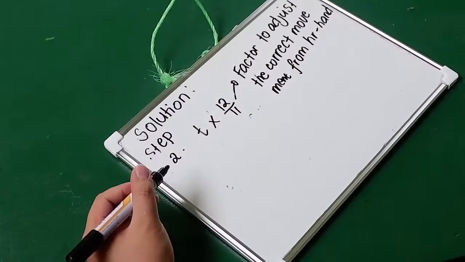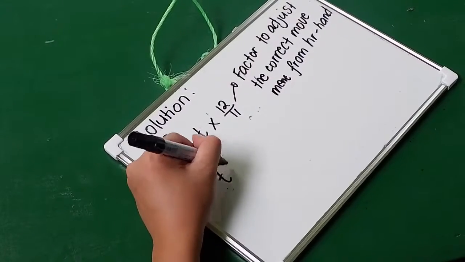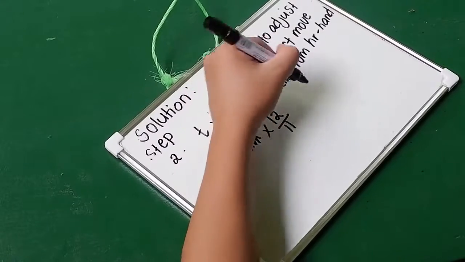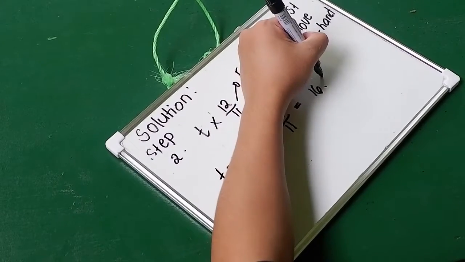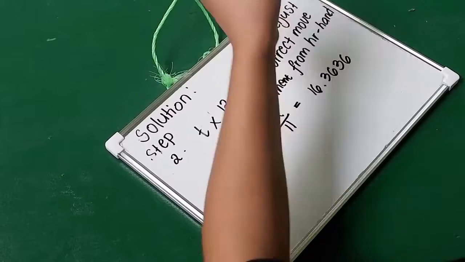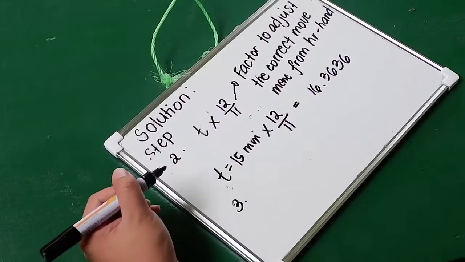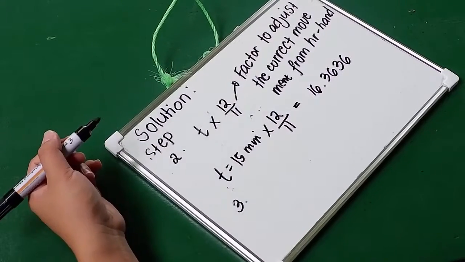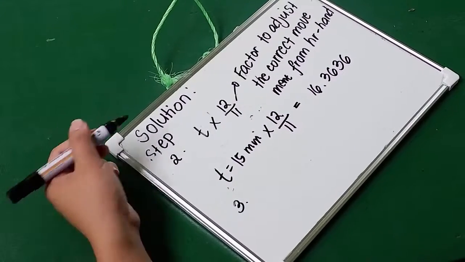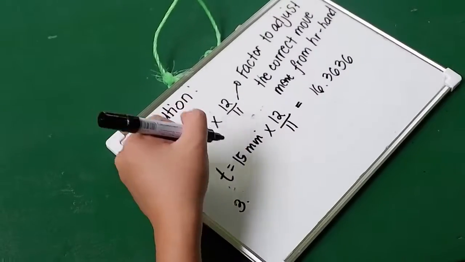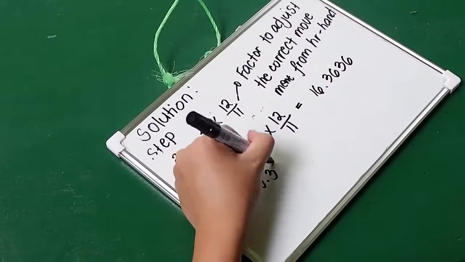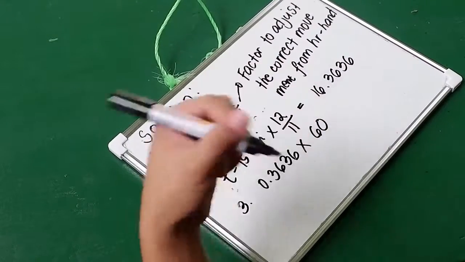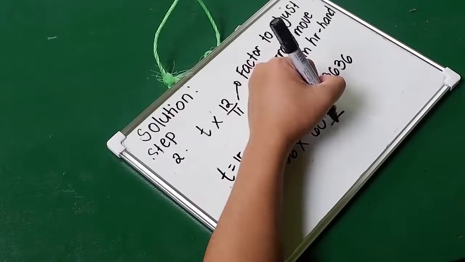So our answer a while ago for t is 15 minutes. 15 times 12 over 11 is 15.3636. And for step number 3, which is the last step, we're going to remove or store our minute, the whole number of the minute, which is 16, and then multiply the remaining, which is 0.3636, times 60, since there are 60 seconds in 1 minute.